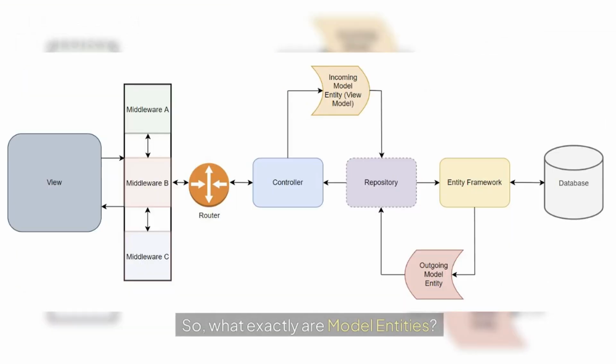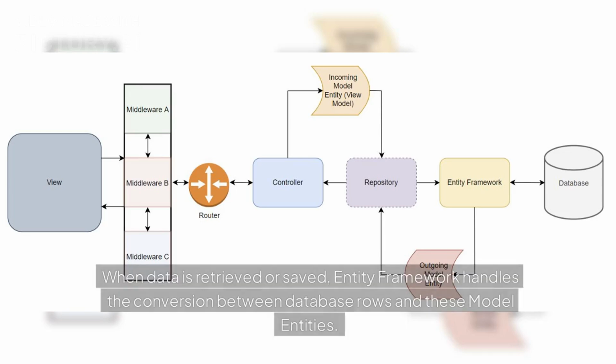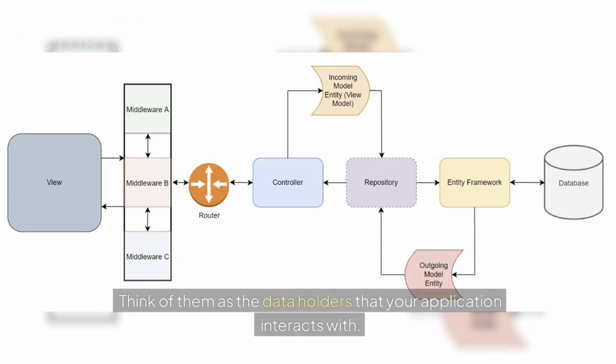So, what exactly are model entities? These are classes that represent your database tables, like User, Order, or Product. When data is retrieved or saved, Entity Framework handles the conversion between database rows and these model entities. Think of them as the data holders that your application interacts with.